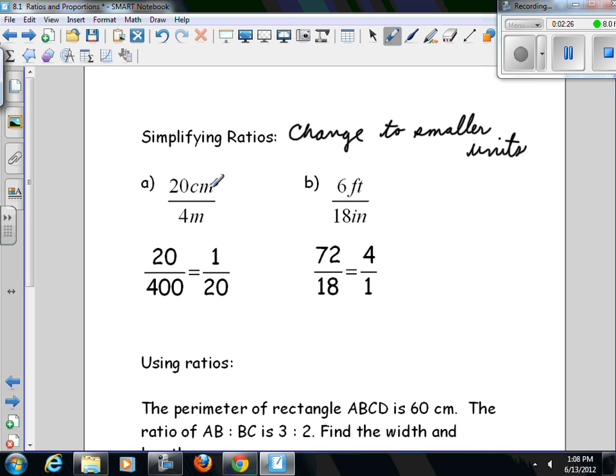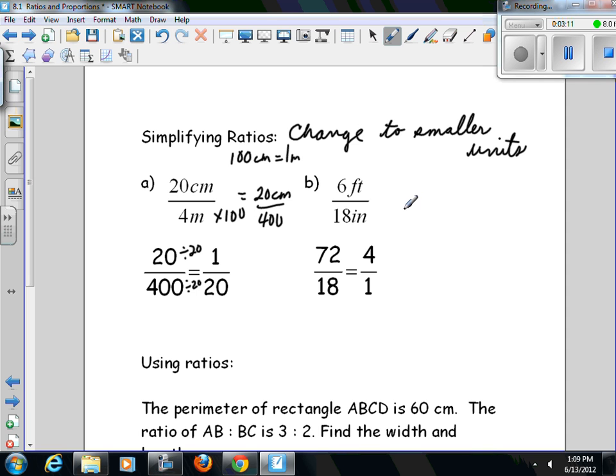So the smaller units, if you look at centimeters and meters, centimeters are smaller. So you're going to ask yourself, how many centimeters are there in a meter? And there are 100 centimeters in 1 meter. So you are going to multiply that 4 meters by 100 to change it to centimeters. So basically, you are going to have 20 centimeters over 400 centimeters, which we've printed down below. And if we go to reduce that, you can divide each of these numbers, the numerator and the denominator, by 20, and we get 1/20th.